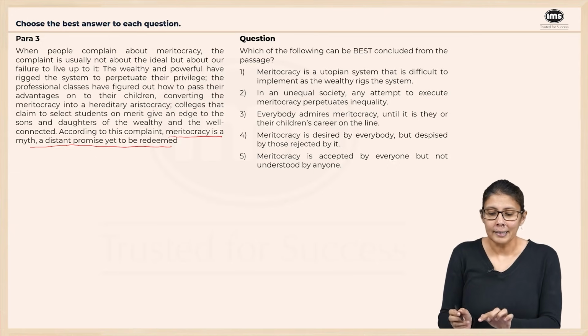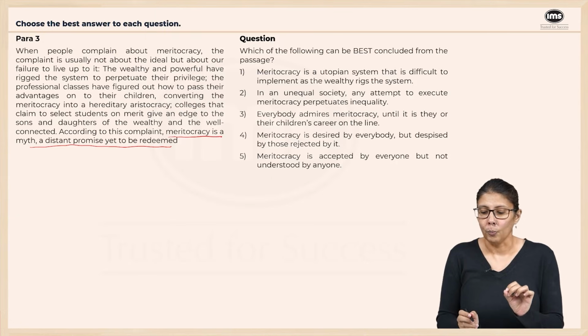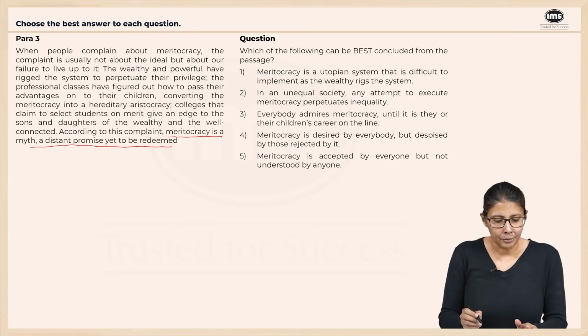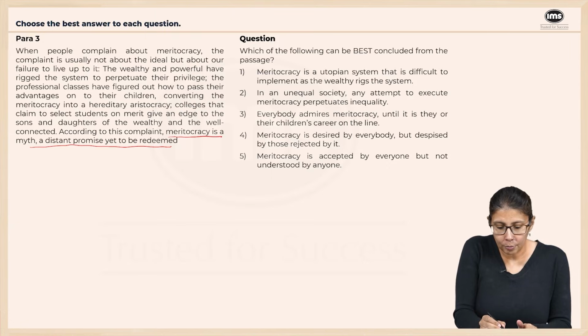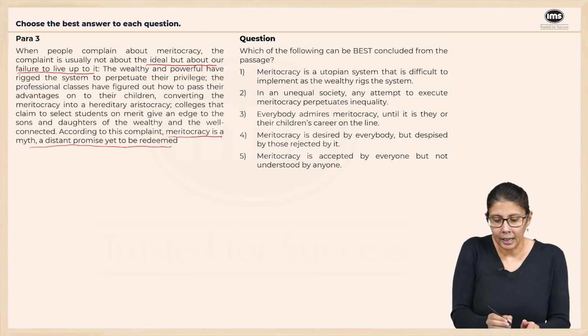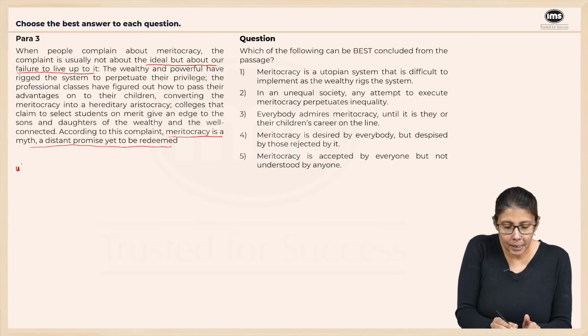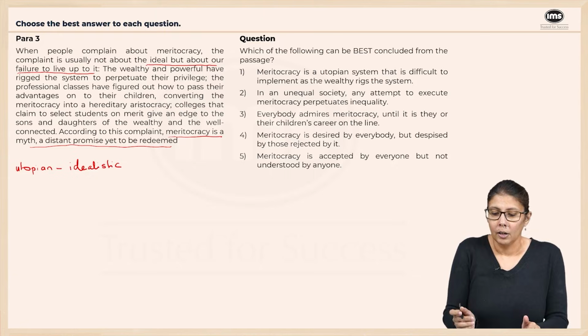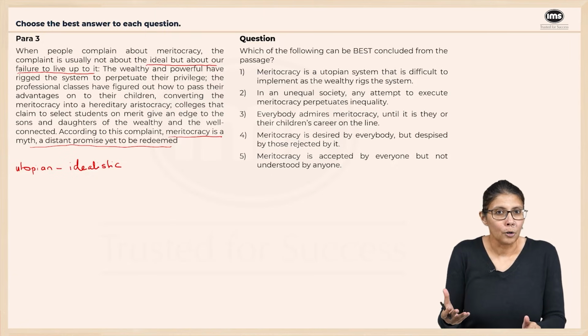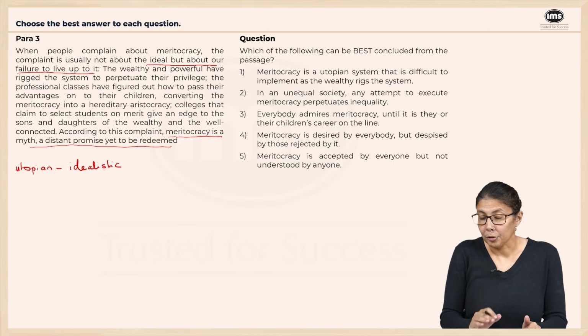Meritocracy is a utopian system that is difficult to implement as the wealthy rig the system. In paragraph 3, we have talked about how people do not complain about the ideal but about our failure to live up to it. So, we are kind of saying that it is a utopian or an idealistic system. What does the word utopian mean? It means perfect in theory but difficult in practice. So, I thought option 1 seems to be a pretty good option. Let's keep it. Let's move on to the second one.